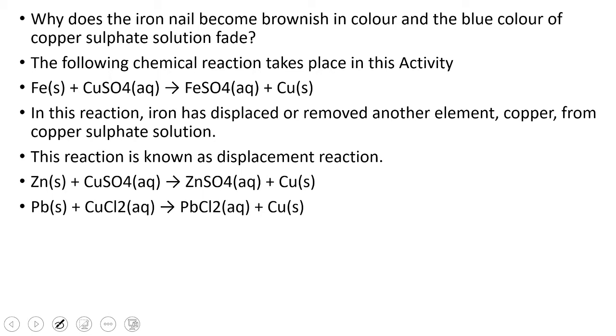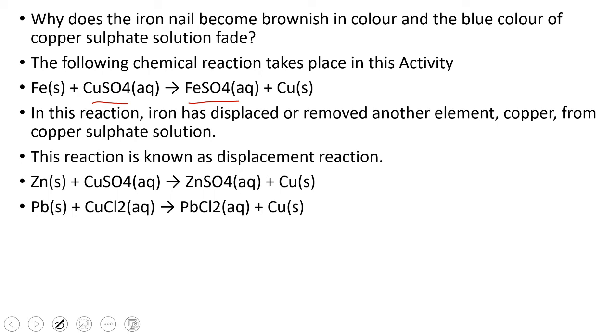In this reaction, the iron has displaced. Here actually copper sulfate is there, but after the reaction, iron sulfate is formed. That is, iron displaces copper. That's why this reaction is known as displacement reaction, right? Because iron displaces copper and attaches to the sulfate. That's why this reaction is known as displacement reaction.